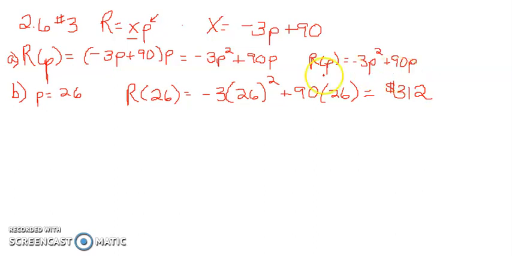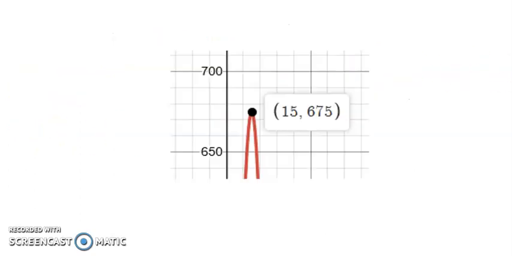Now, in part C, we are asked for the price that maximizes R of P. And before we do that part, I want to go to another slide. And what we're looking at here is a little screenshot of the Desmos, where I put in this function that I had. Keep going to Desmos and looking at these things. Blow them up, shrink them down, see what you need to find.